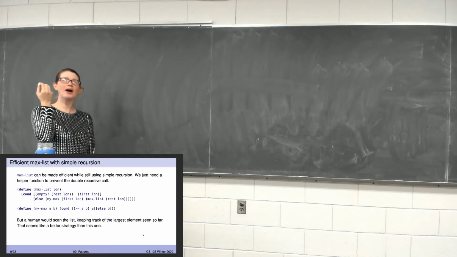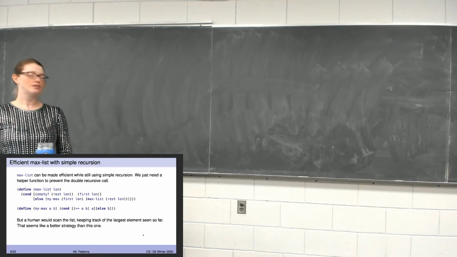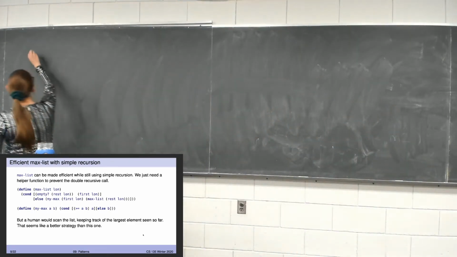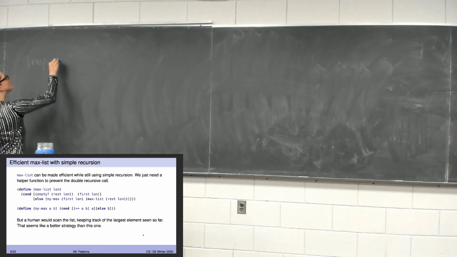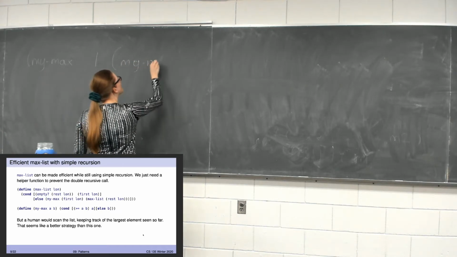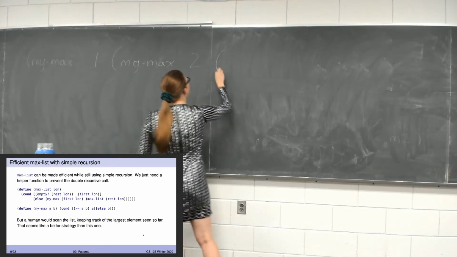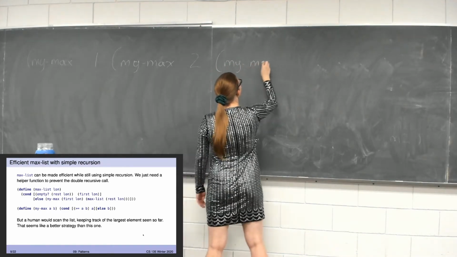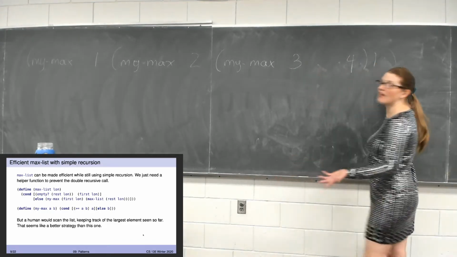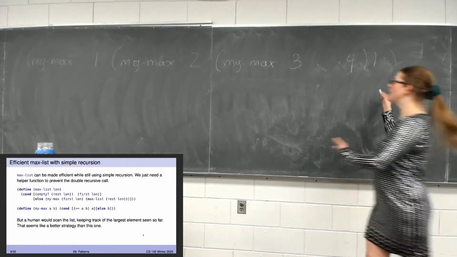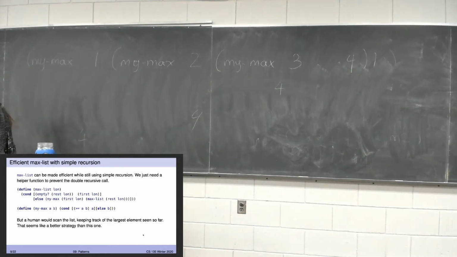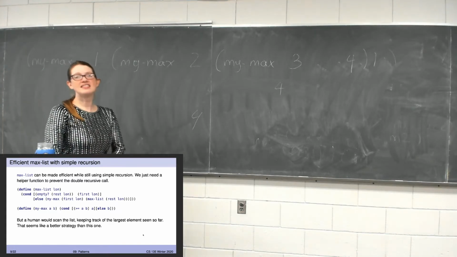So what we end up getting is something like that. And then at the end, we'd evaluate this all up. You'd get 4, and then you'd get 4, and then it would produce 4. So we eliminated that second recursive call.